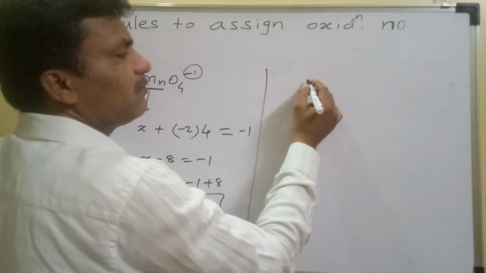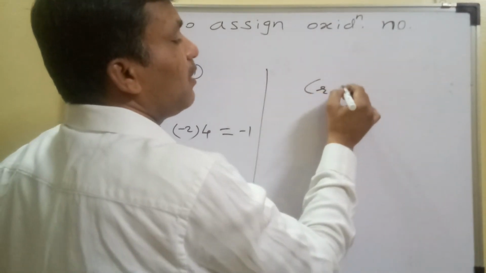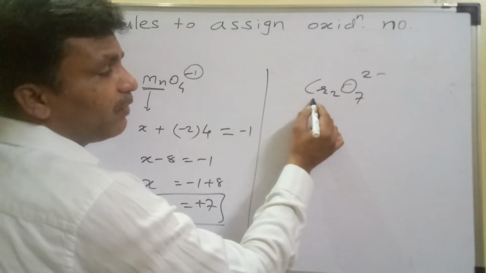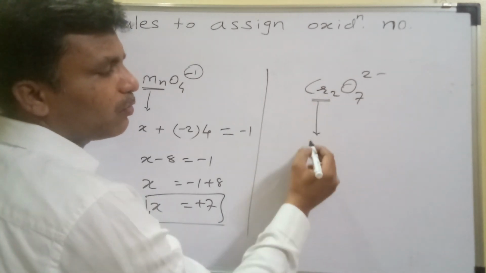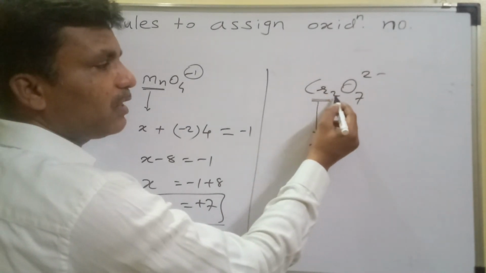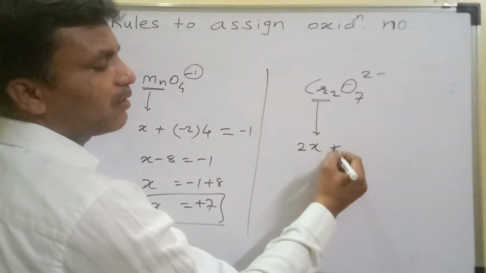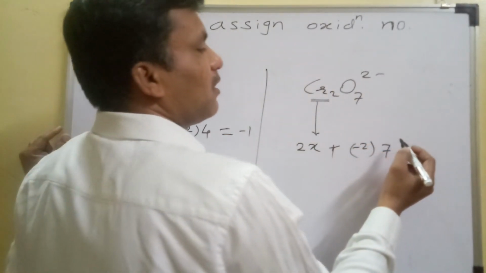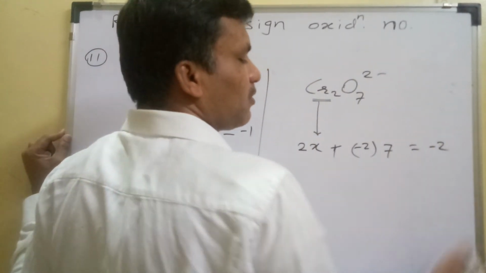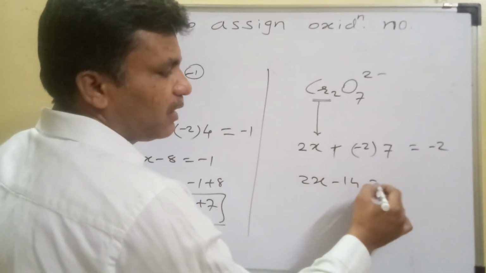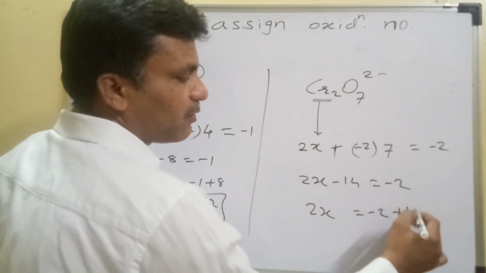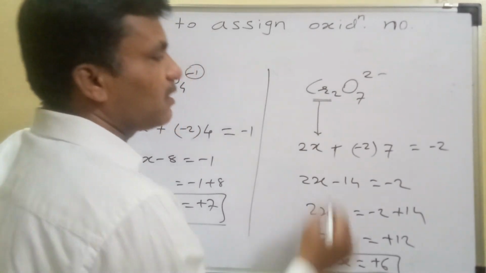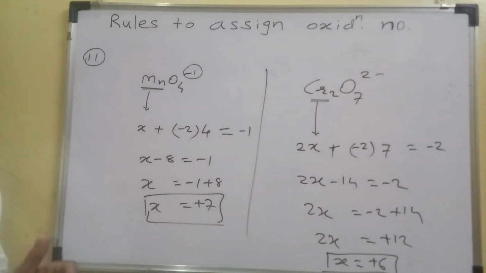Another example, suppose we write Cr2O7 2 minus. Now in this case this chromium is 2 times, and we have to find out the oxidation number of these elements. So the oxidation number of the chromium we consider as X, but the chromium is 2 times, so we have to multiply this X by 2, plus the oxidation number of the oxygen, -2 into 7 because the oxygen is here 7 times, is equal to the charge on this ion, -2. So here 2x minus 14 is equal to -2. So 2x is equal to -2 plus 14, which is plus 12. That means x is equal to plus 6. So plus 6 is the charge on one chromium. This is the oxidation state of the chromium.